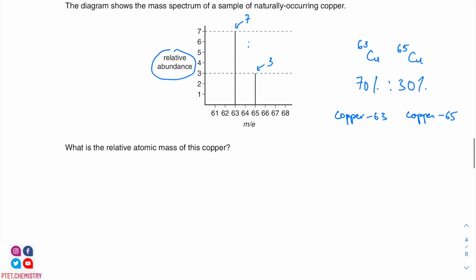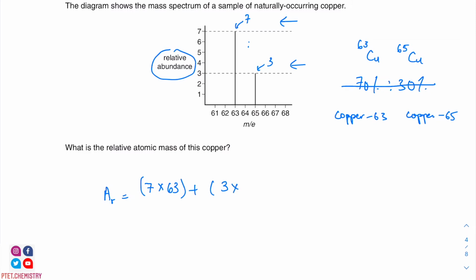Anyway, the relative atomic mass follows the same strategy really. Instead of having to convert into percentage, work in whatever they give you, because you can work in that. 7 is the relative abundance multiplied by the isotopic mass.